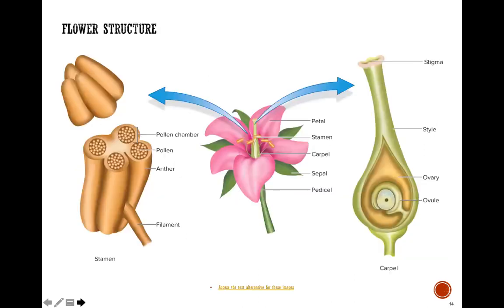So if you look at it in this way, you can see the anther, and inside the anther are these chambers that contain the pollen, and that are attached to the filament, and altogether we call that the stamen. And then you see the pistil that has three parts: the stigma, the style, and the ovary.